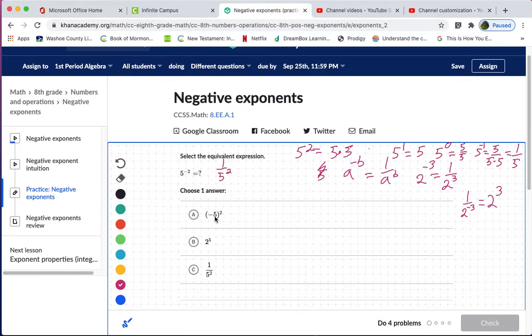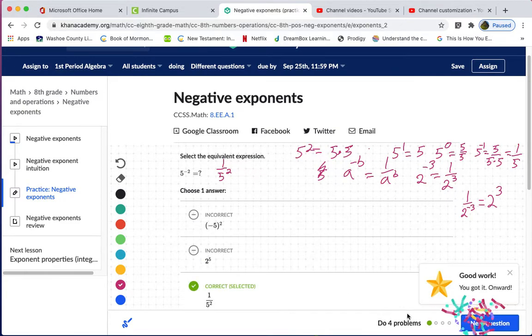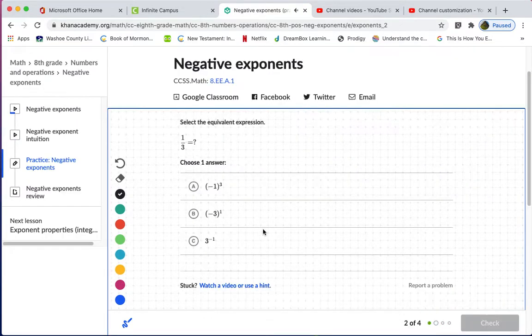So negative 5 to the 2, no. 2 to the 5th, no, that's like 32. 1 over 5 to the second power, that's that one. Okay, 1 over 3. So negative 1 to the third power is actually just negative 1, so that's not it. Negative 3 to the first power, that's just negative 3, so that's not it. 1 over 3. So remember our rule, 1 over 3 to the first power would be the same thing as 3 to the negative first power.